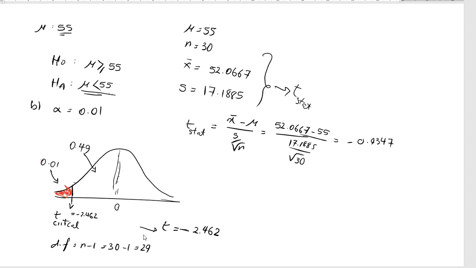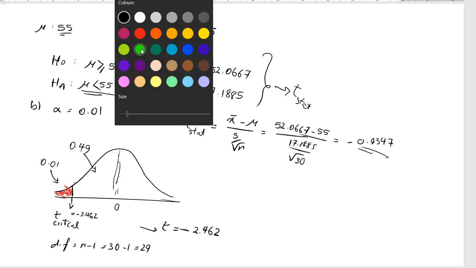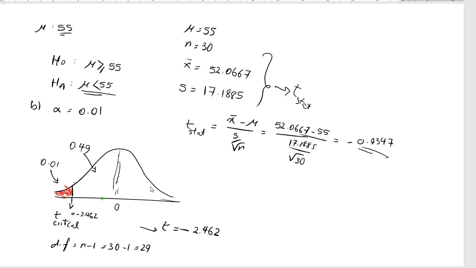Okay, t critical here was minus 2.462. My t stat, if I use a different color, is somewhere here. So t stat is minus 0.9347. We said if any value is here in the red area, we would reject the null hypothesis. If the values are in this area, we are in the non-rejection area, so we don't reject the null hypothesis.